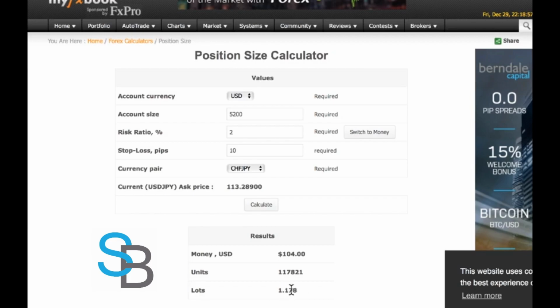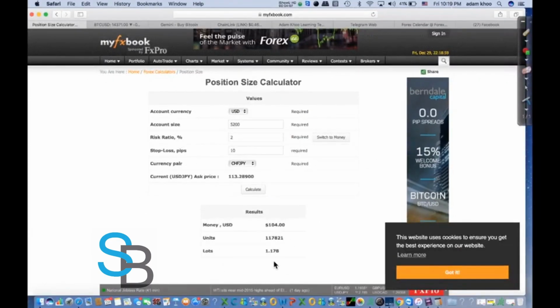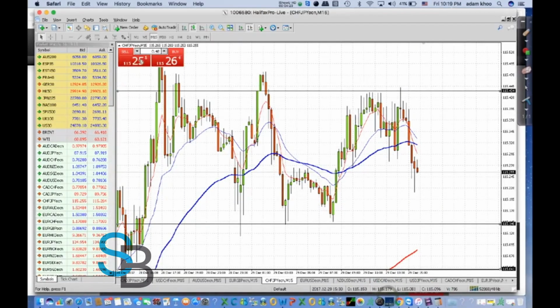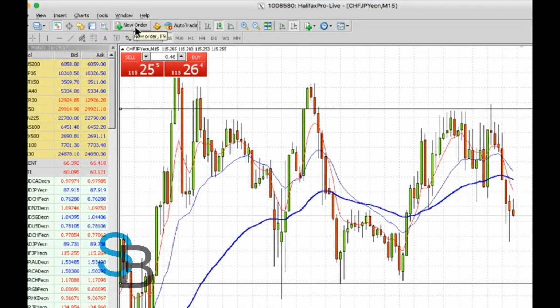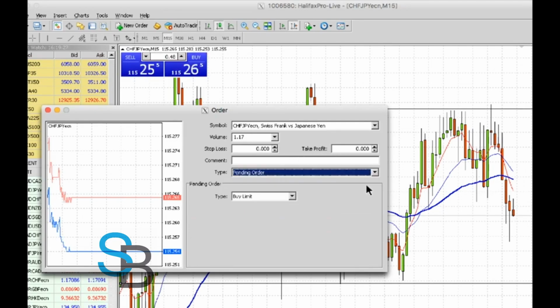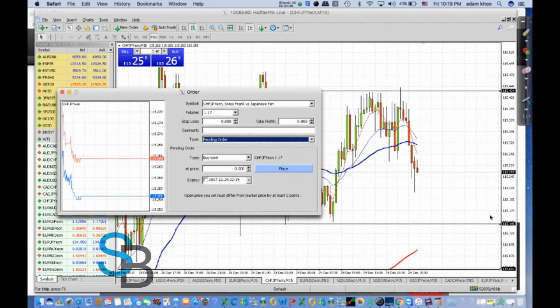So I'll trade 1.17 lots, which is 117,000 Swiss francs. Okay, so 1.17. Okay, so I'm going to click new order. 1.17, and I'm going to put a buy limit order. So pending order, buy limit, and I'm going to buy only if it reaches 115.14.